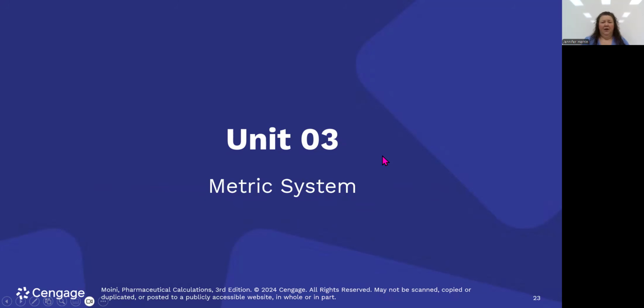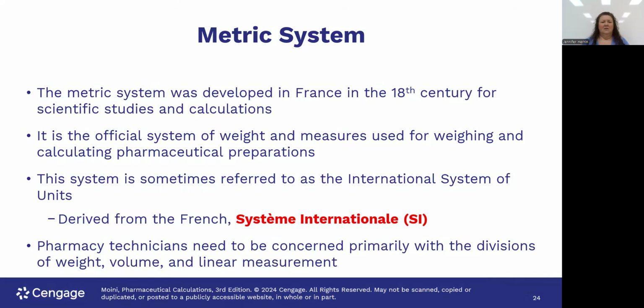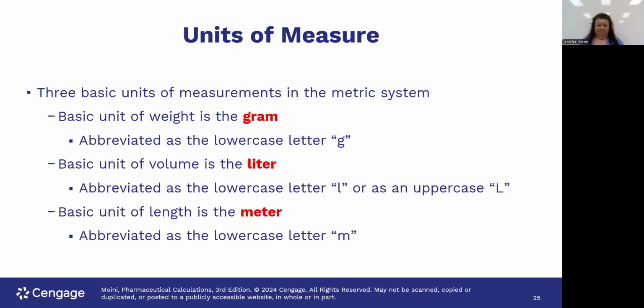All right, continuing on into Unit 3, the metric system. The metric system was developed in France in the 18th century for scientific studies and calculations. It is the official system of weight and measures used for weighing and calculating pharmaceutical preparations. This system is sometimes referred to as the International System of Units. It was derived from the French Système Internationale, or SI. Pharmacy technicians need to be concerned primarily with the divisions of weight, volume, and linear measurement.